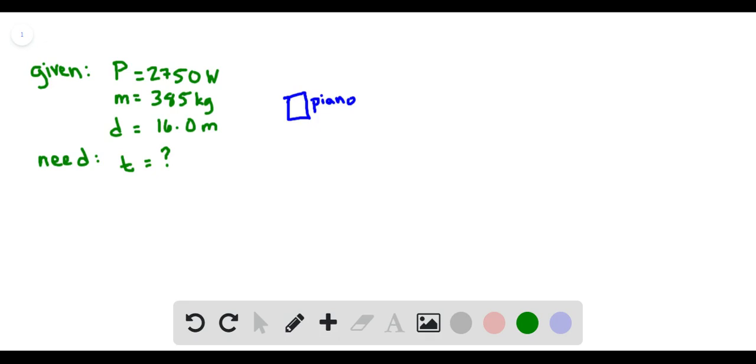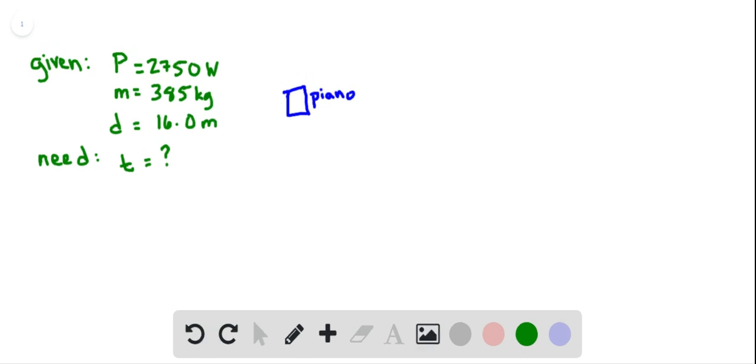This video is about Chapter 6, Problem 57. The problem asks, how long does it take a motor to lift the piano 16 meters? So we already wrote down the things we know, and that is the power with the 2,750 watts, the mass of the piano at 385 kilograms, the distance the piano travels, or the height, at 16 meters, and we know that we need time. So the next thing we can do is draw a free body diagram.